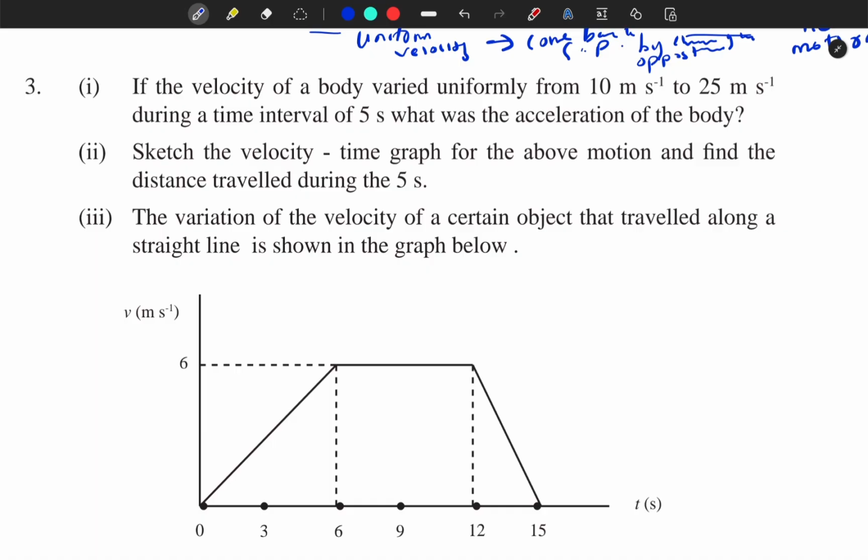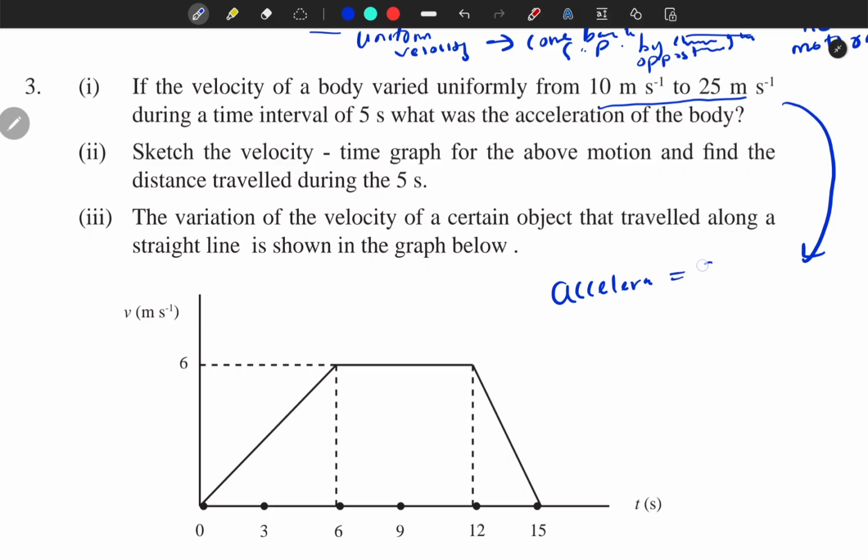So, if the velocity of a body varied uniformly from 10 to 25 during a time interval of 5 seconds, what is the acceleration of the body? This is not asking about the graph, right? Graph you can go through with the equation. So what is the acceleration?